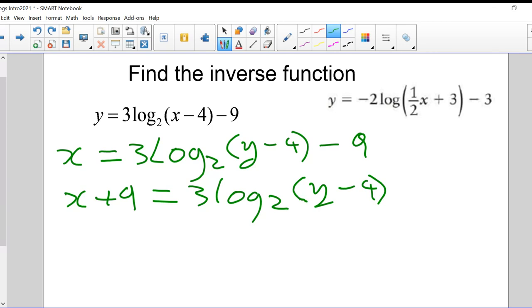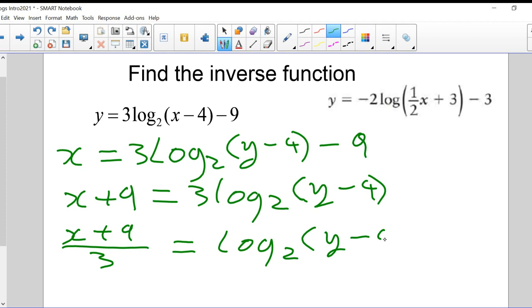Can anybody suggest another step? Remember, we're trying to get to that y. We're trying to isolate that y. So what would be a good next step in finding that inverse function? Divide by 3, absolutely. So (x plus 9) divided by 3 is equal to the log base 2 of (y minus 4).